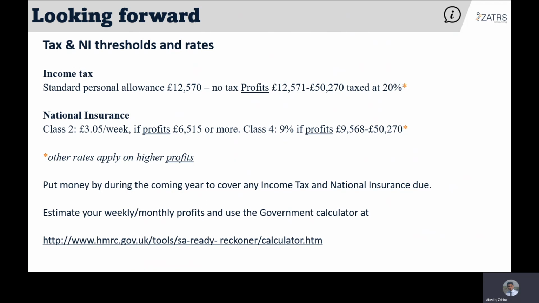The thresholds for national insurance are a bit different. And there are two kinds of national insurance you might have to pay if you're self-employed. One is a flat rate of £3.05 a week if your profits are over £6,515. If your profits are £9,560 or more, then you also have to pay 9% as national insurance. If you're in the fortunate position where your profits are over £50,270, then there are higher band rates applicable there.